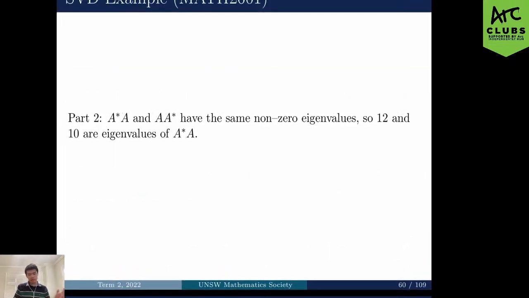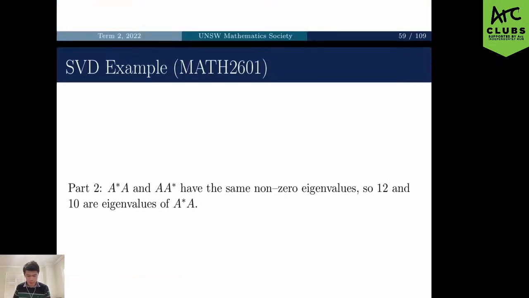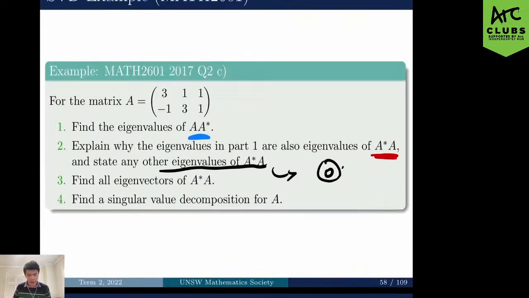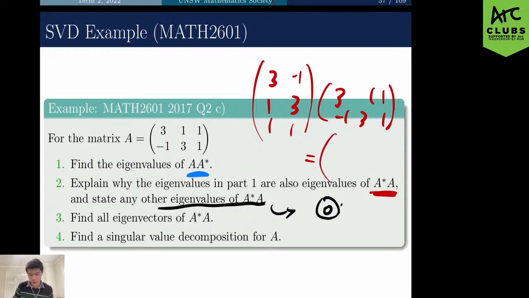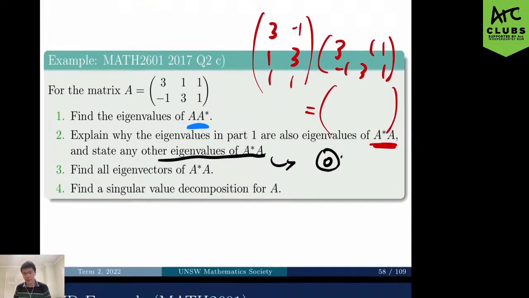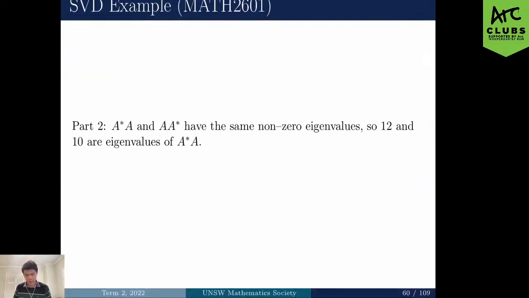Okay, so yes. 12 and 10 are also eigenvalues of this bigger matrix, because what would A transpose A look like? It will look like this. And that'll be a 3 by 3 matrix. So it has 3 eigenvalues. So it can't just have 12 and 10, it also needs 0.